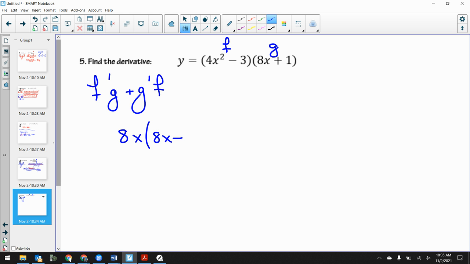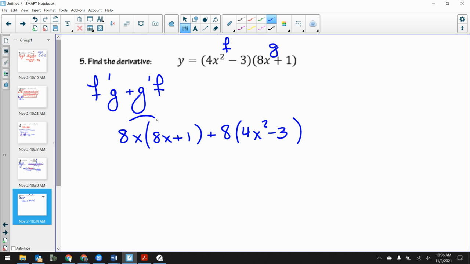8x plus 1. Okay, g prime, f. What's g prime? Just 8. Just think about that. No, I won't do that again. Okay, and then it's 4x squared minus 3. Okay, all divided. Oh no, that's not quotient rule. This is product rule. Whoop.